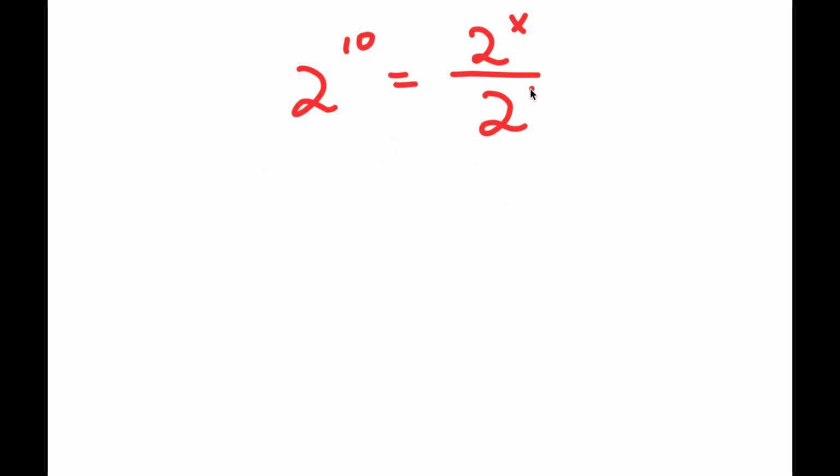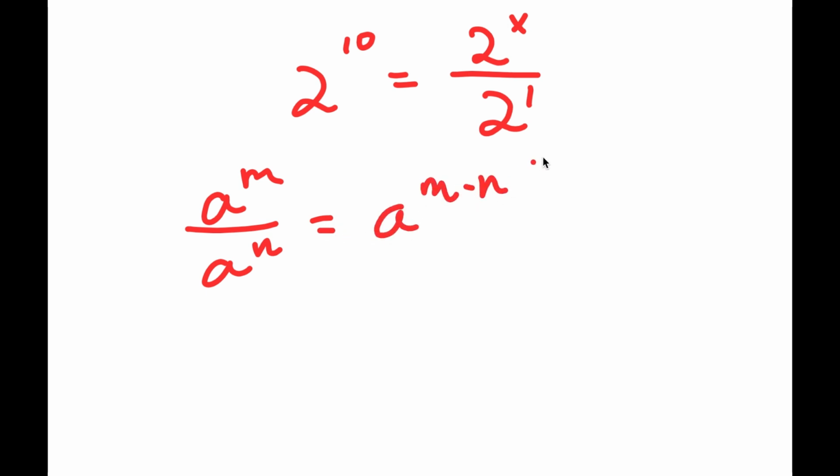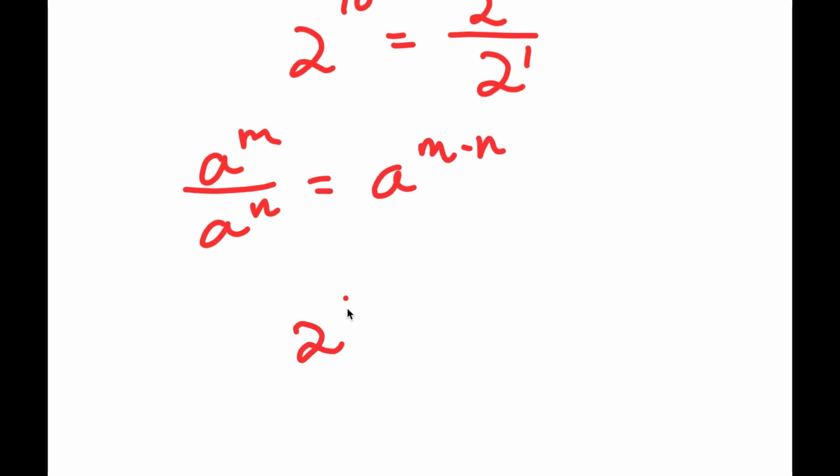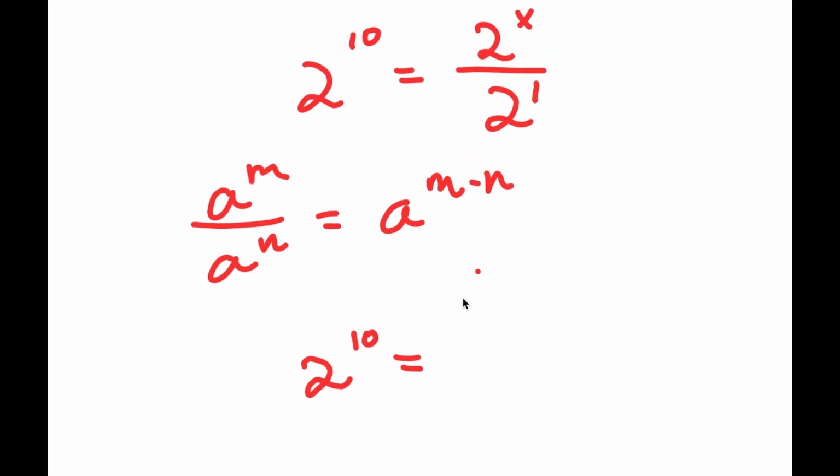And 2 here, this is the same thing as 2 to the power of 1. If I have something in the form a to the power of m over a to the power of n, this is equal to a to the power of m minus n. So 2 to the power of 10, this is going to equal 2 to the power of x minus 1.